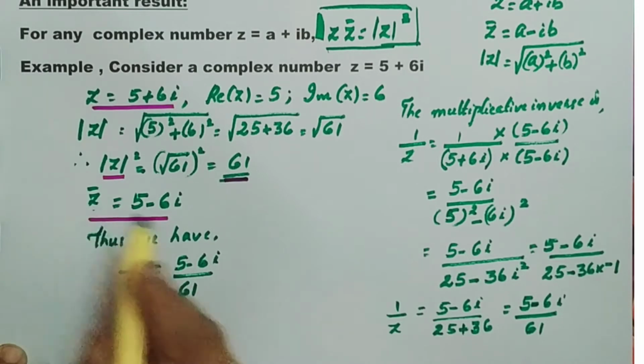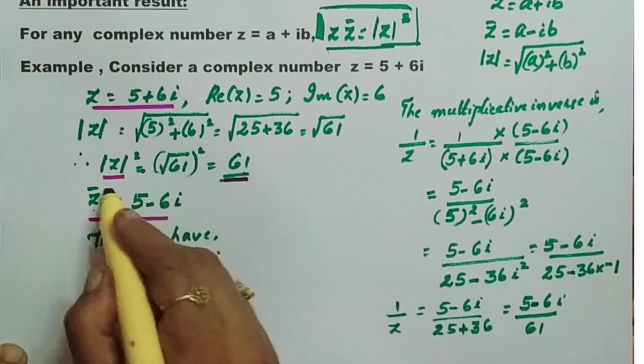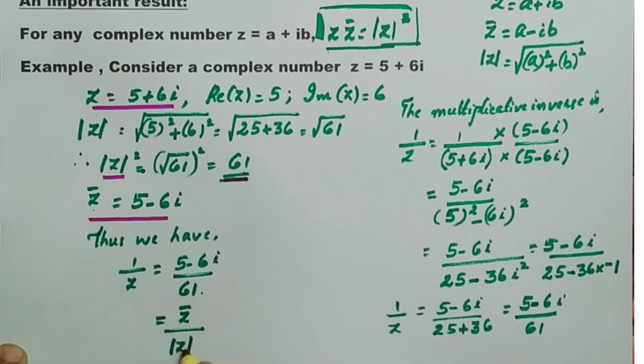But what is 5 minus 6i? 5 minus 6i is equal to z bar, and what is 61? 61 is mod z square. What about the left side? 1 by z. Thus the multiplicative inverse 1 by z equals z bar by mod z square. This result you can use to find the multiplicative inverse of a complex number. For finding the multiplicative inverse, 1 by z equals z bar by mod z square.